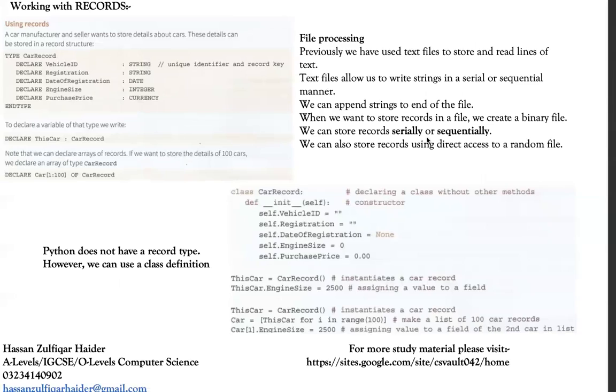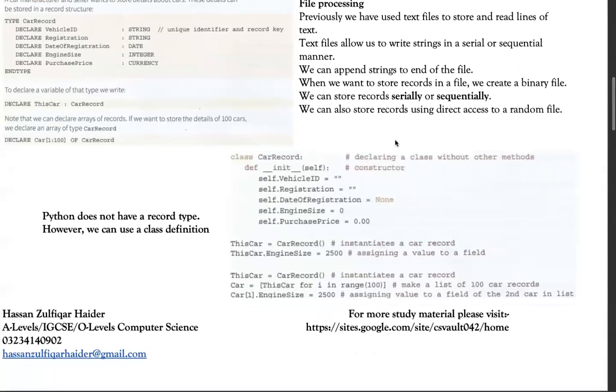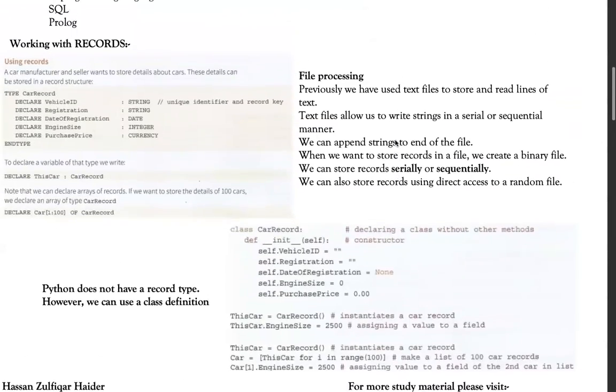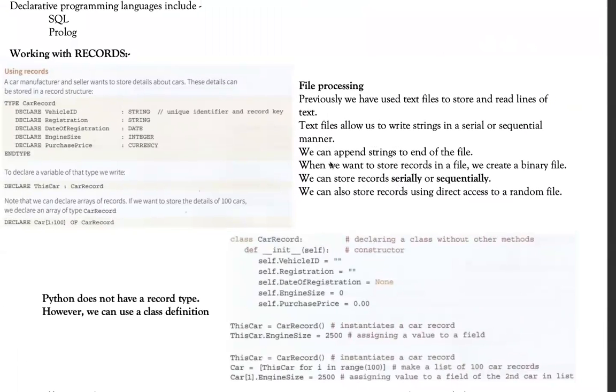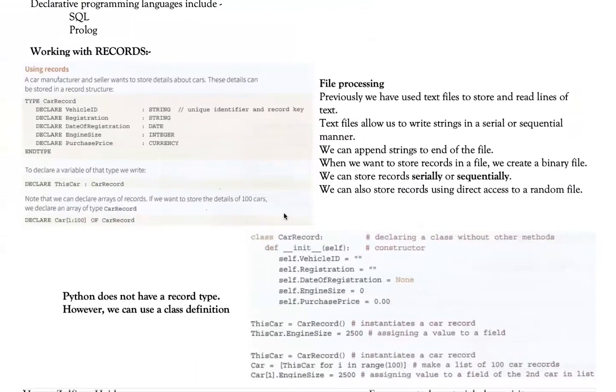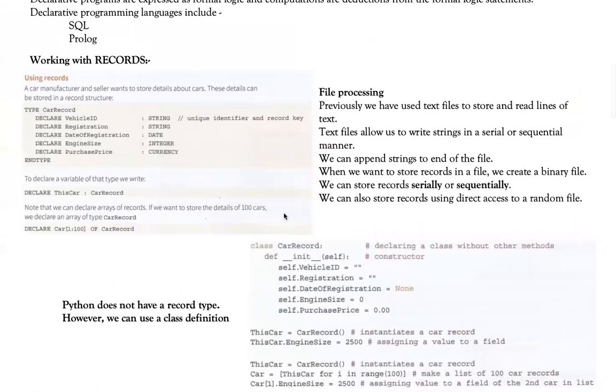So this is your sequential access versus serial access. We have studied this in great detail in paper 3, chapter 16. So you should visit that lecture again.